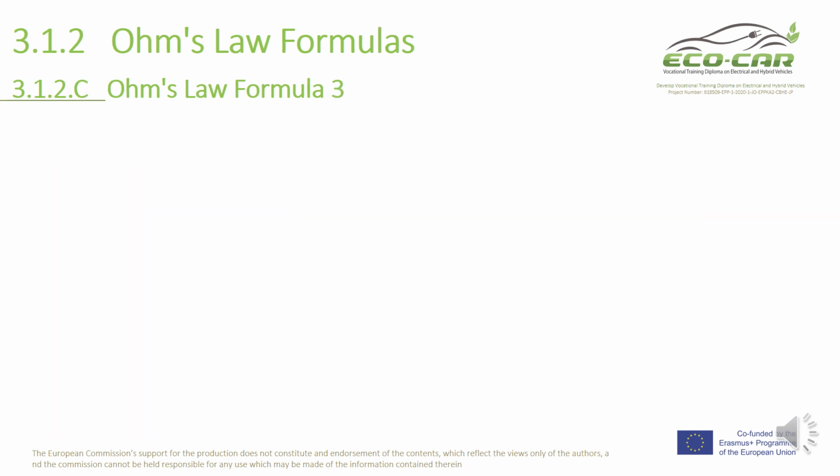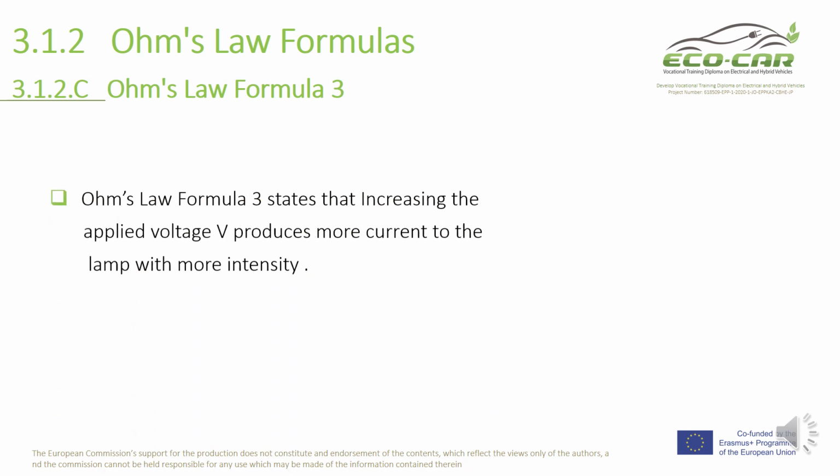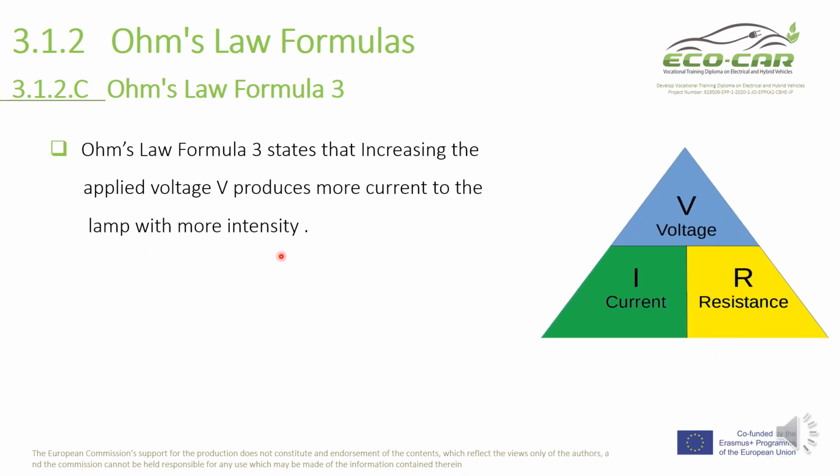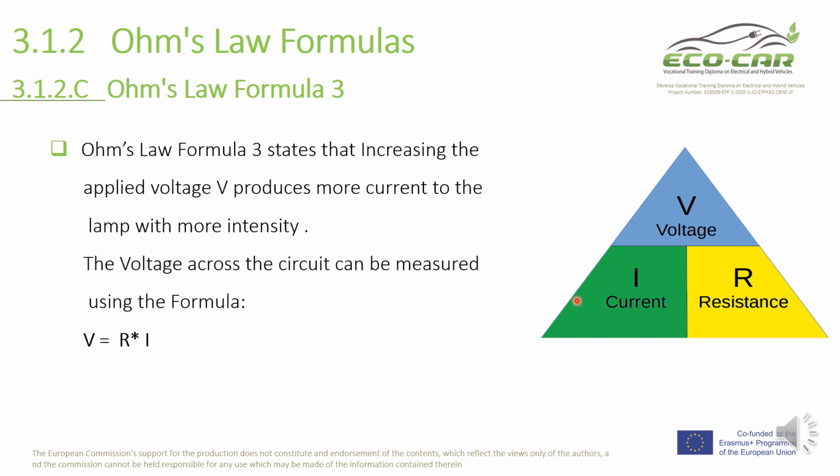Formula number 3 states that increasing the applied voltage produces more current to the lamp, for example, with more intensity. We have here I and resistance known, so we can calculate the voltage. Voltage here equals I multiplied by resistance.